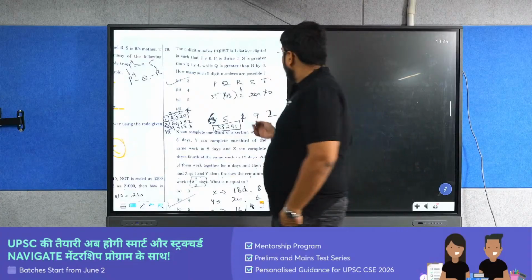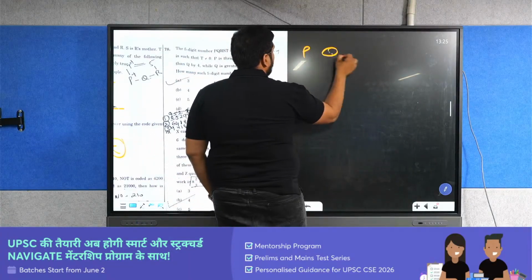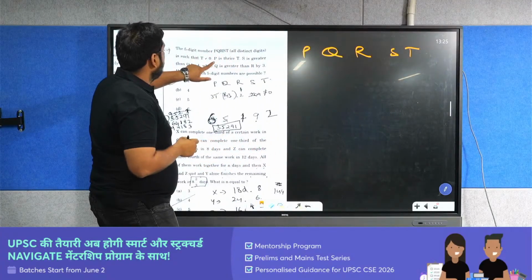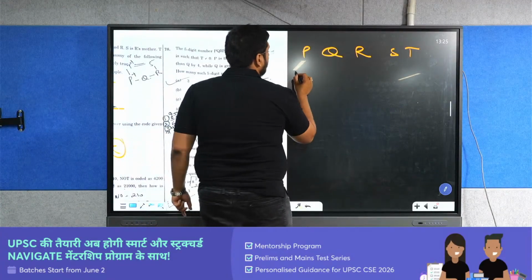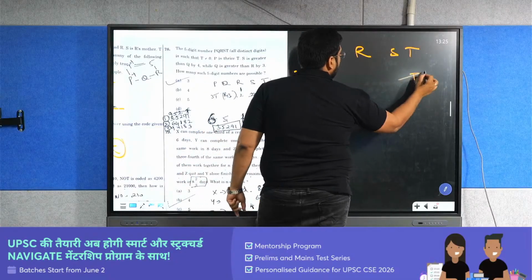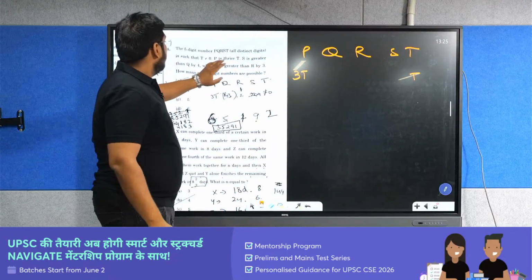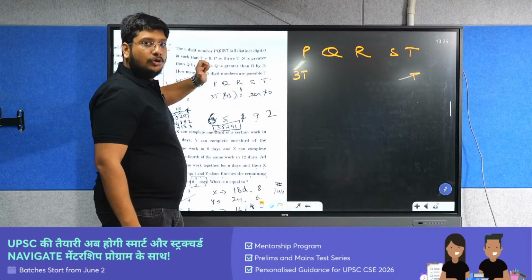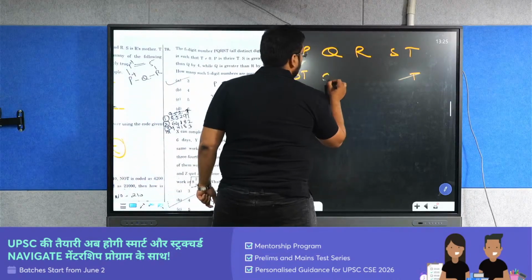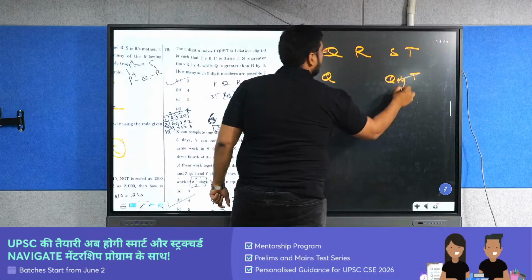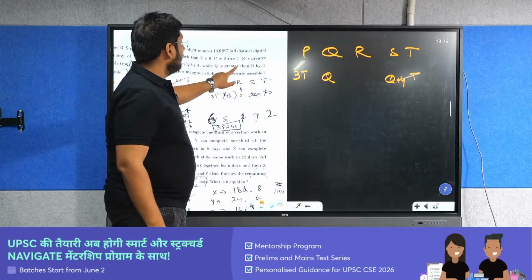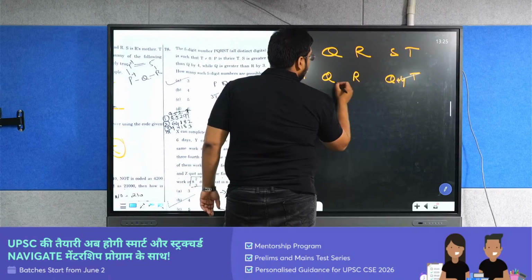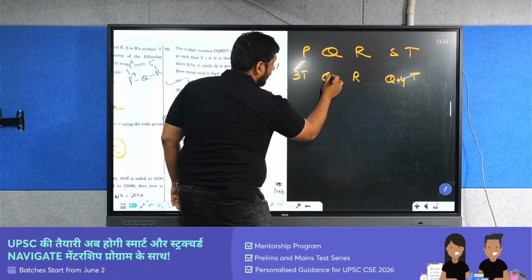How are we going to do it? Exactly. P, Q, R, S, T. It says P is thrice of T, 3T. S is greater than Q by 4. If it is Q, that is Q plus 4. While Q is greater than R by 3. Q is greater than R by 3. R plus 3.